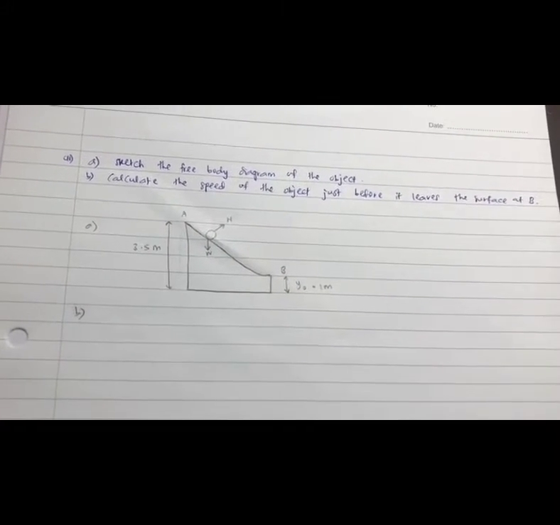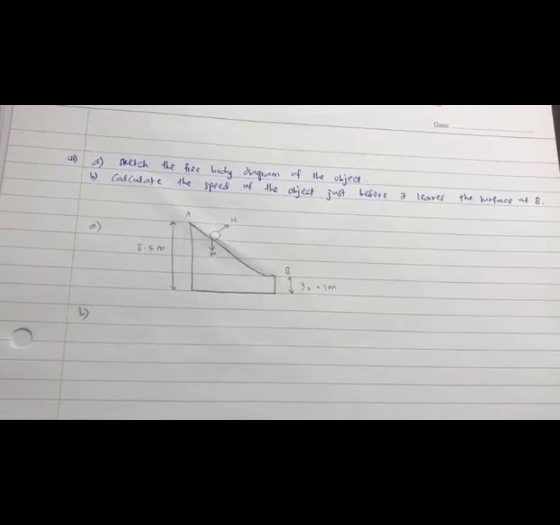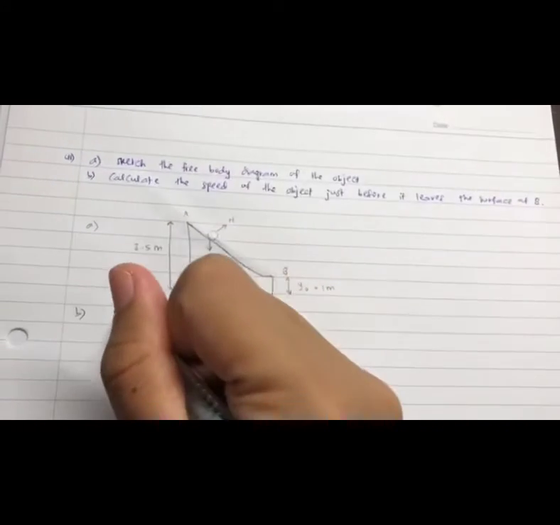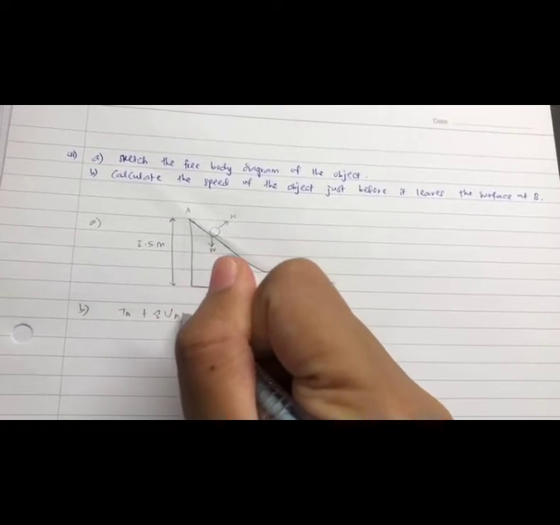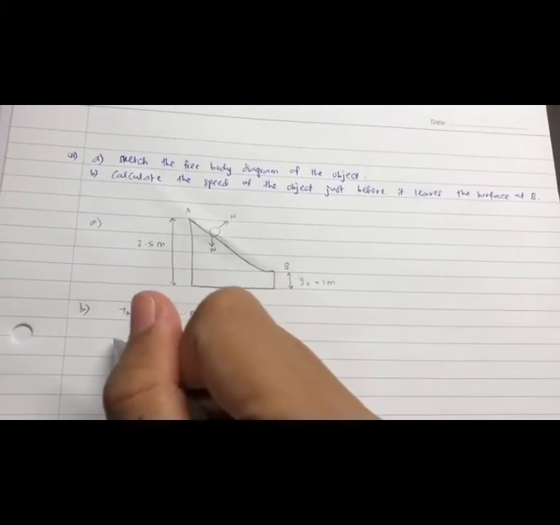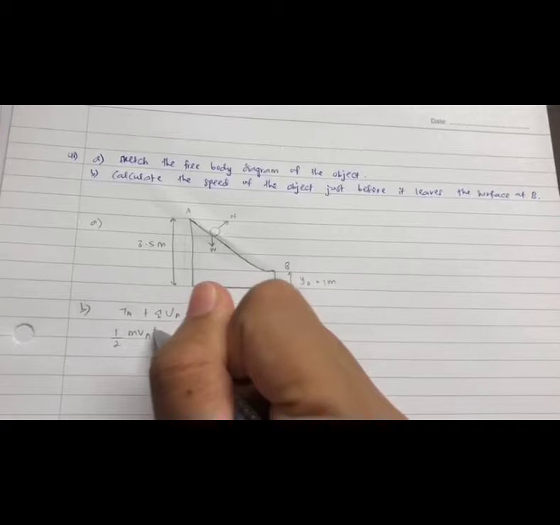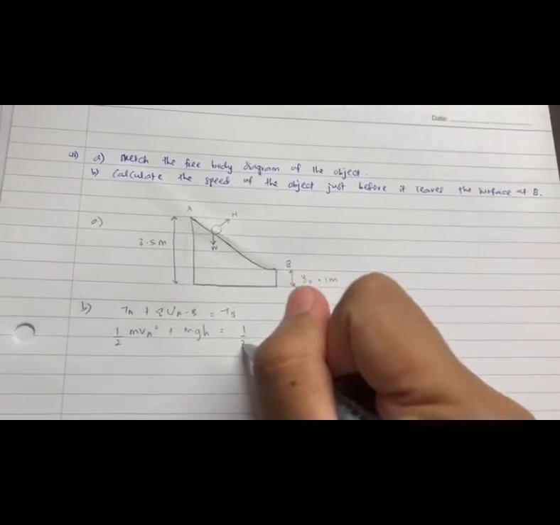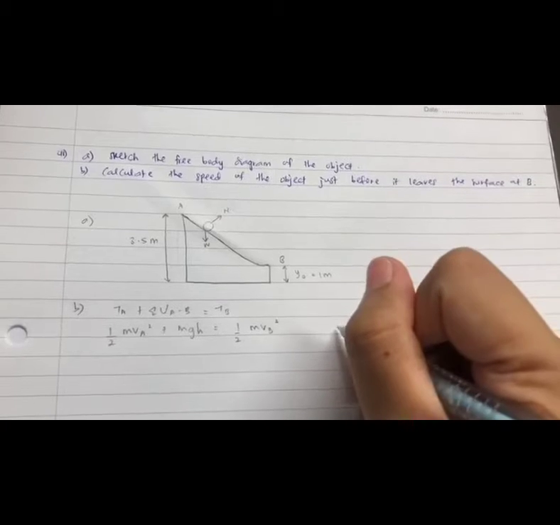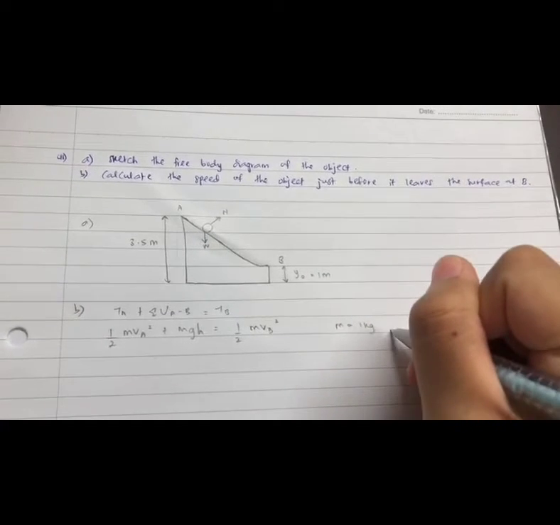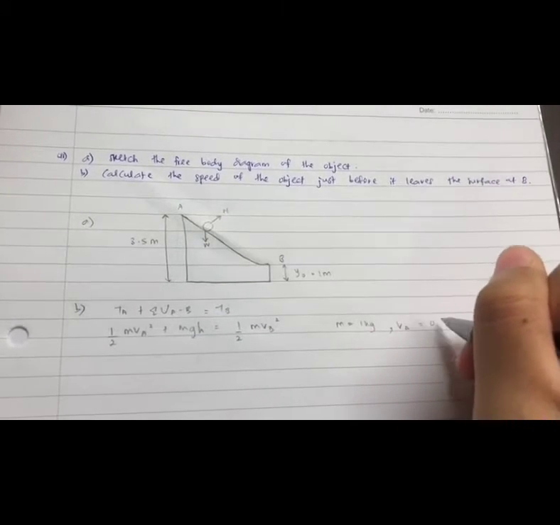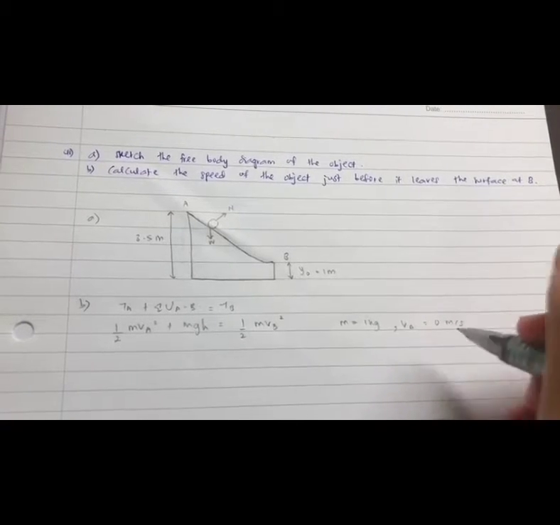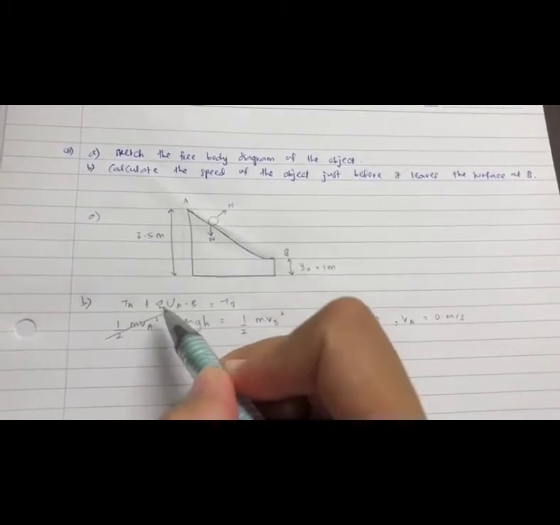Question B asks to calculate the speed of the object just before it leaves the surface at B. For this question we can use the principle of work and energy. We have TA plus the summation of U from A to B equals TB. For TA we have half m VA squared, plus the summation of U from A to B, which is mgh, equals TB, which is half m VB squared. M equals 1 kilogram and VA equals 0 meters per second, because the question states that the ball is released from rest. Since VA equals 0, this term will be 0.